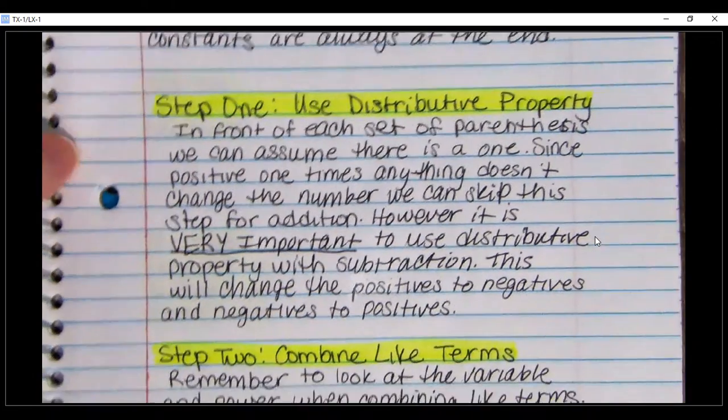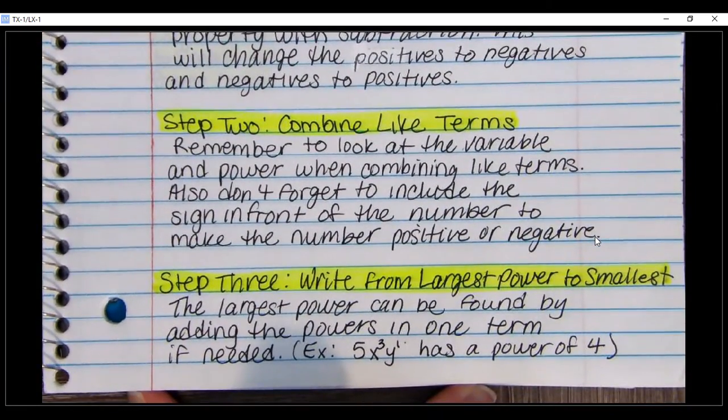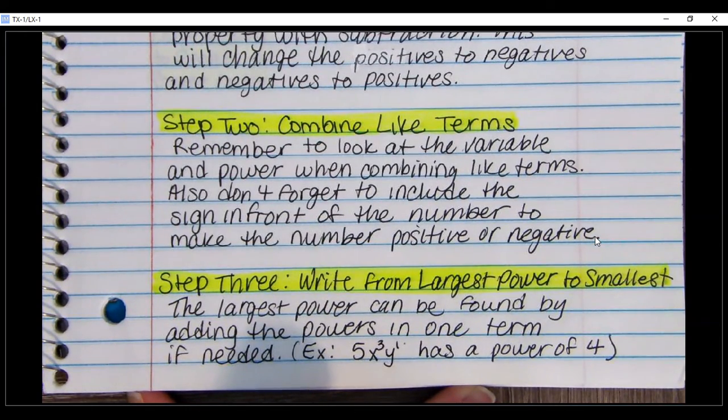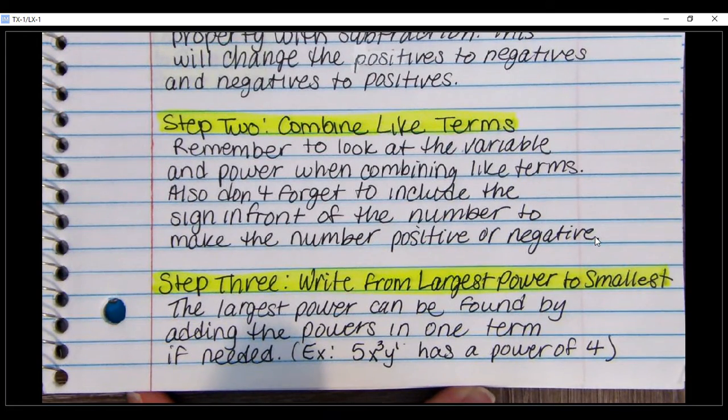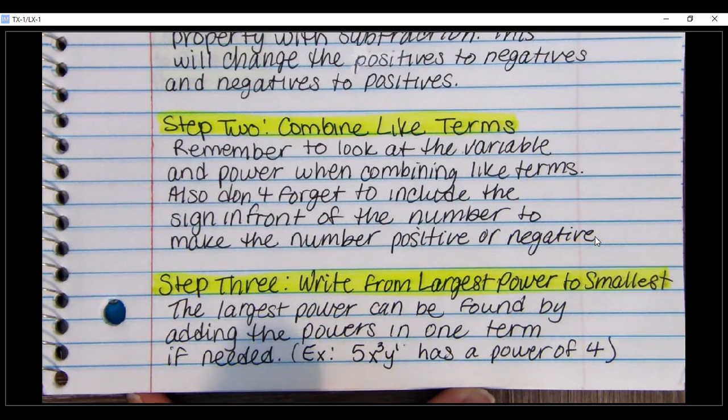And then the second step is to combine like terms. Remember to look at the variable and the power when combining like terms. So if it's x to the 5th and x to the 4th, you cannot combine them. And also don't forget to use the sign in front of the number to make sure that your number is positive or negative. So I like to put shapes around it just to make sure that I know that the sign and the number are included together.